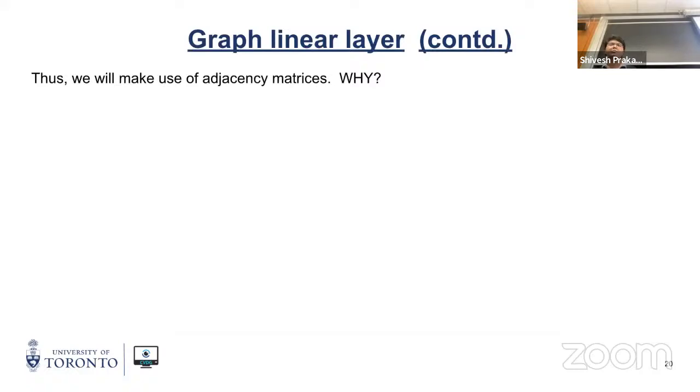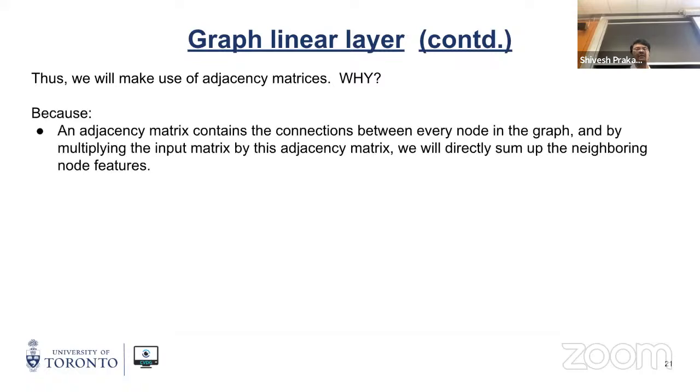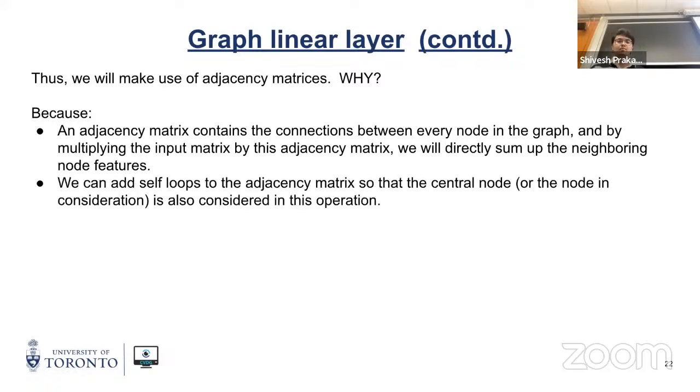So we will make use of adjacency matrices. The reason is, first, because an adjacency matrix contains the connections between every node in the graph. And by multiplying the input matrix by this adjacency matrix, we will directly sum up the neighboring node features. And the second reason is we can add a self loop to the adjacency matrix so that the central node, or node in consideration, I'll make this clear in the upcoming slides, is also considered in this operation.